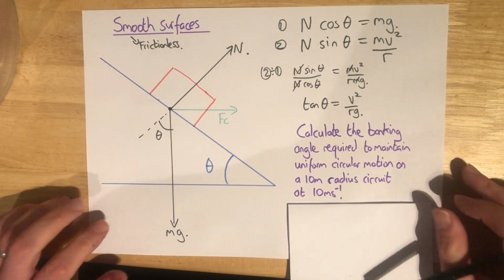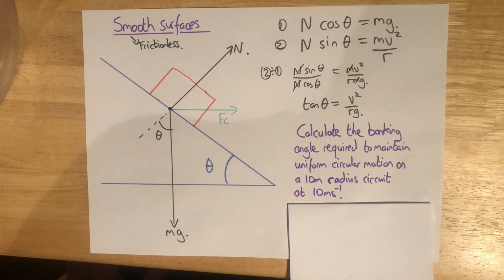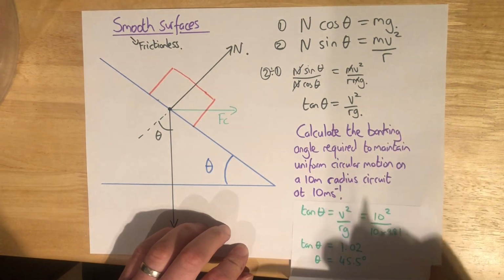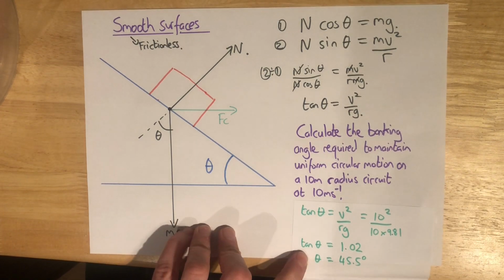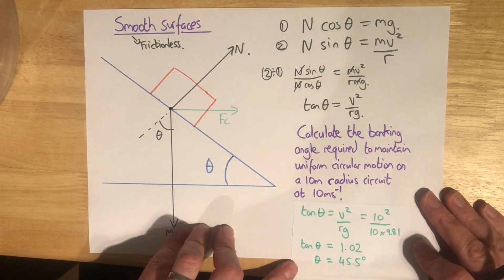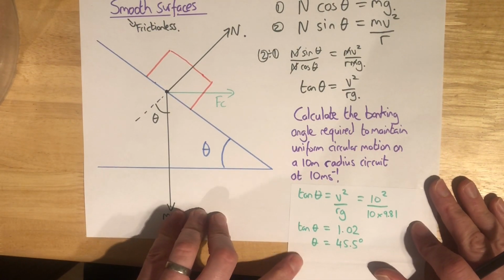Okay, down at the bottom there, it says calculate the banking angle required to maintain uniform circular motion on a 10 metre radius circuit at 10 metres per second. Same numbers that we used for the first part of the previous question when we had a frictional force requirement of 12,000 newtons. So just pause the video, have a go at that quickly. Okay, so the solution of that one, hopefully you can see it just down at the bottom.